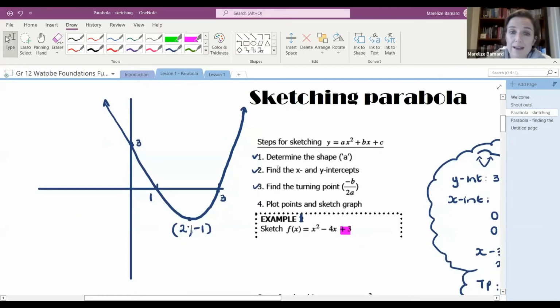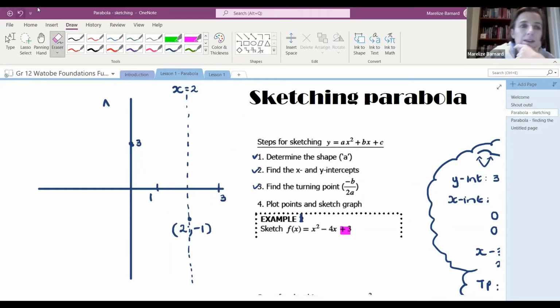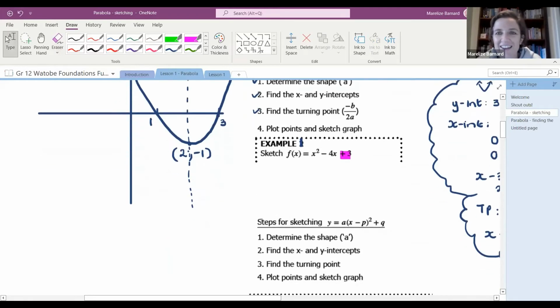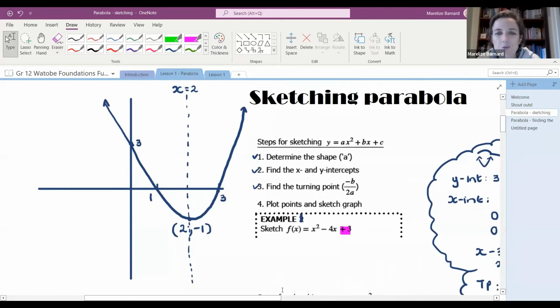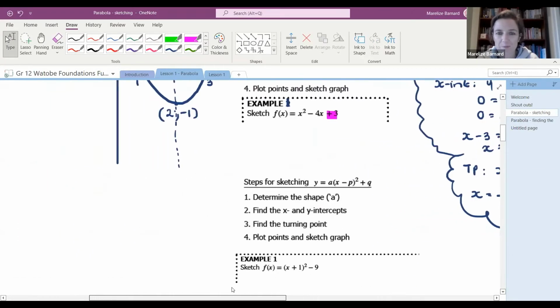We might as well put in the axis of symmetry while we are here. The axis of symmetry always goes through the turning point. And the equation of the axis of symmetry is x equals 2, the x-coordinate of the turning point. I'm just going to neaten my drawing. I wiped out the whole thing, but there, it's back. Right, so that is drawing when the parabola is in standard form.